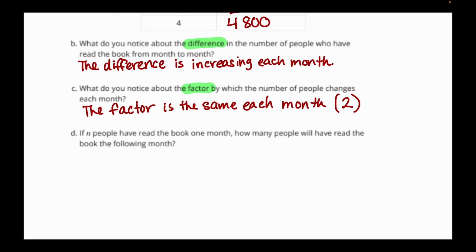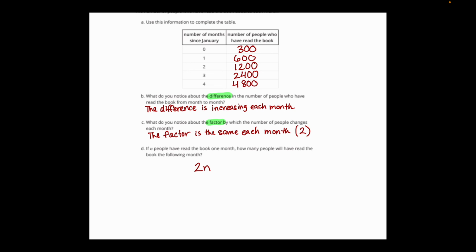Okay, so part D of question 6 says, if n people have read the book in 1 month, how many people will have read the book the following month? So this is whatever n is, and then multiplied by 2. So we're going to say this is 2n, or you can write it as n times 2, but I like 2n. That's the standard way of expressing that.